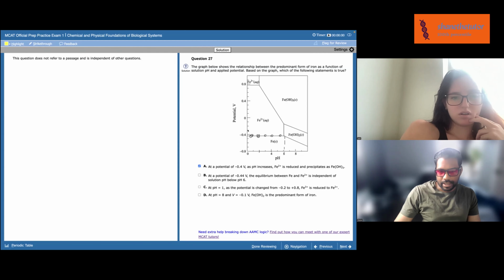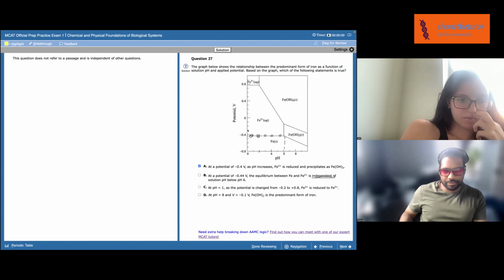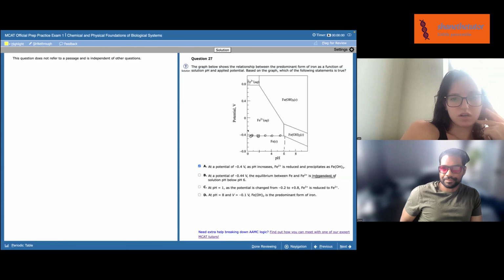So independent means it doesn't matter what the pH is, as long as it's below pH 6. It would stay the same. Yeah, independent of pH. Okay.